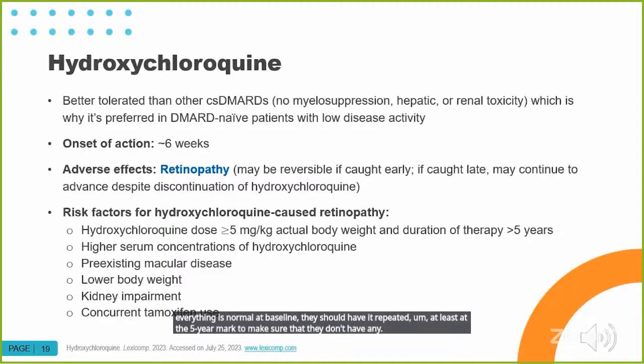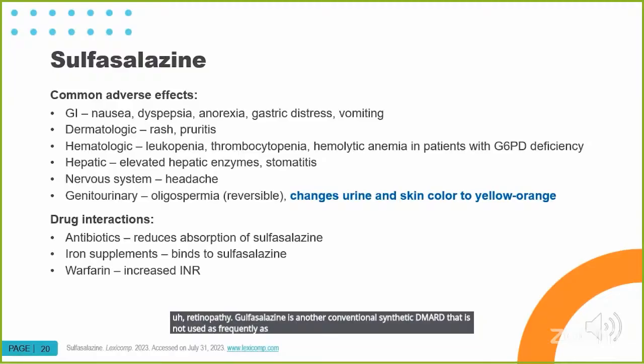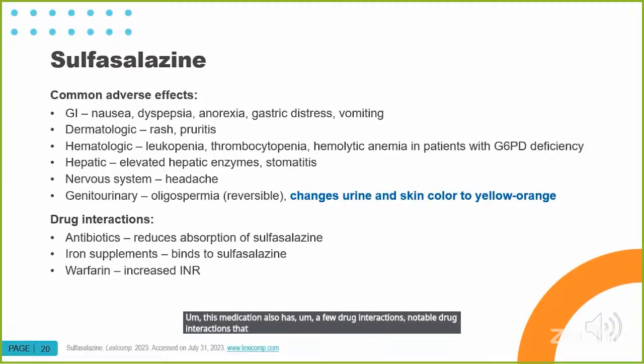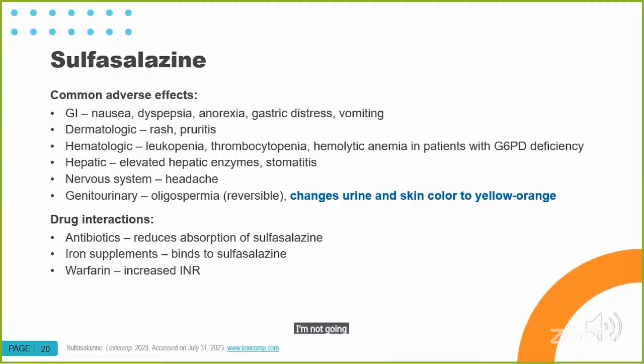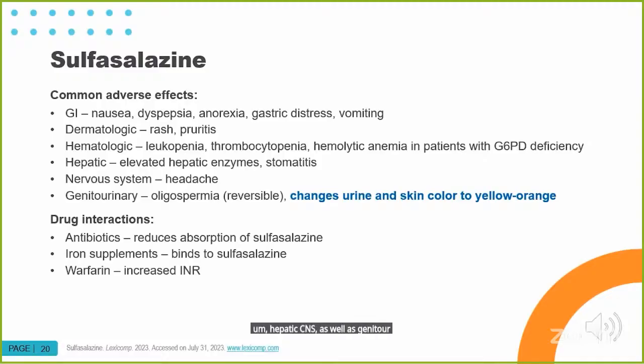Sulfasalazine is another conventional synthetic DMARD that is not used as frequently as methotrexate or hydroxychloroquine. And the reason for this is because of its many side effects. This medication also has a few notable drug interactions that pharmacists should be aware of. I'm not going to go through all of the common adverse effects associated with sulfasalazine, but it is important to note that it has a lot of GI, dermatologic, hematologic, hepatic, CNS, as well as genitourinary side effects.